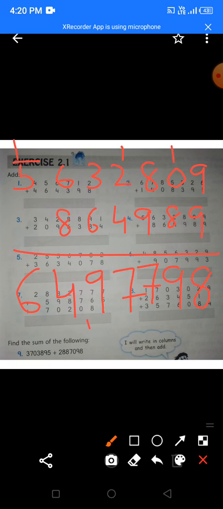How will you read this? Just put the commas 2, 2 and 3. So 64,97,798. Okay children? Yes. Now we will solve question number 5. I hope this is clear to you.